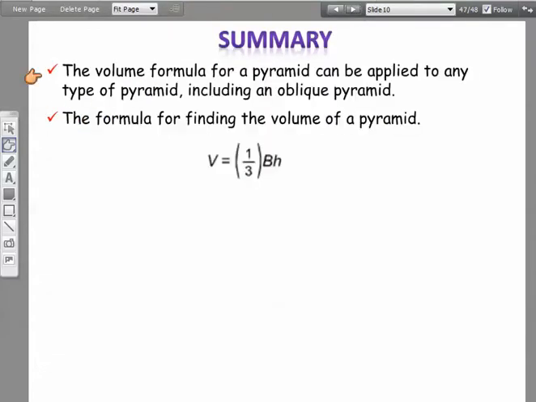There wasn't much to show you in this lesson, okay? So you just really need to practice the problems and get it down. The volume formula for a pyramid can be applied to any type of pyramid, including an oblique pyramid. And the formula for finding the volume of the pyramid is V equals 1/3 base times height.